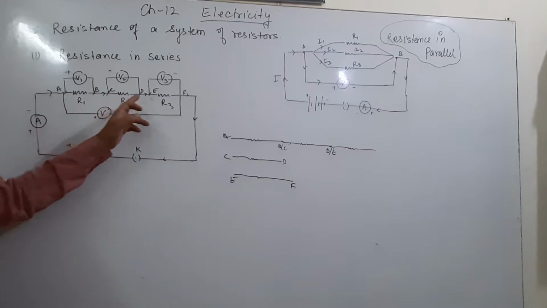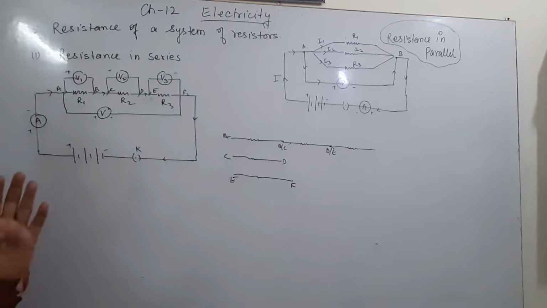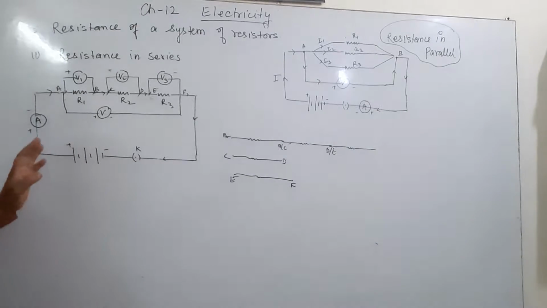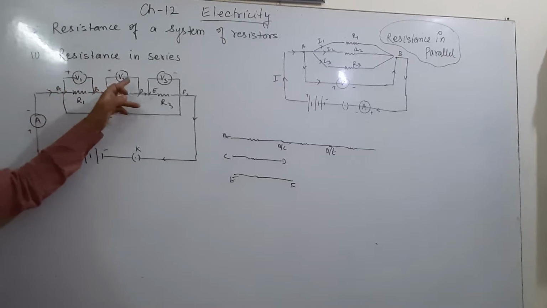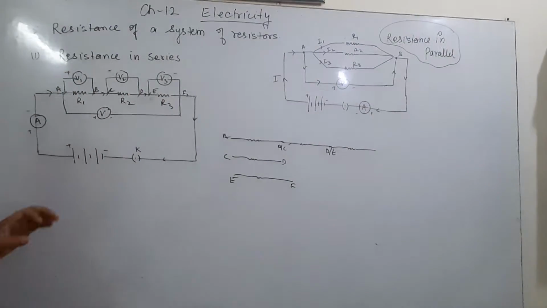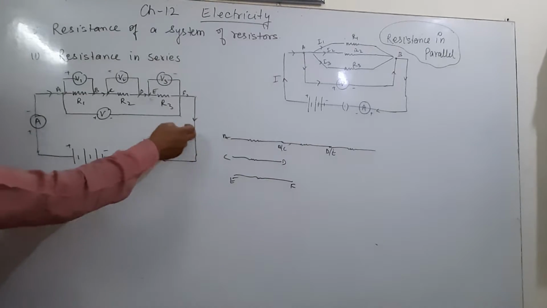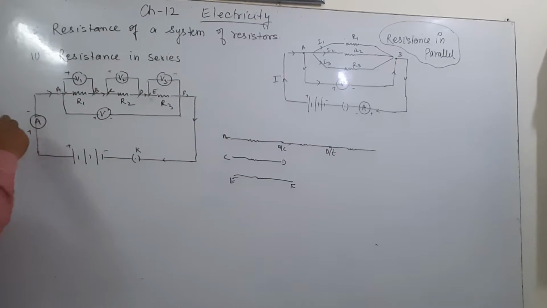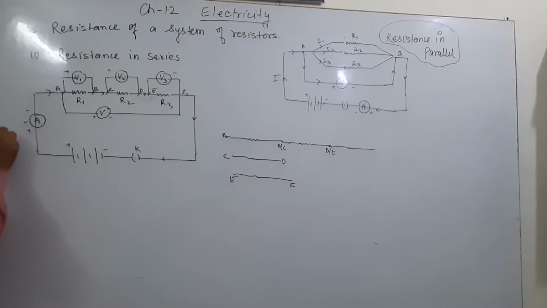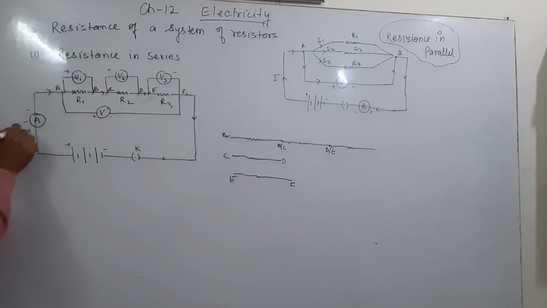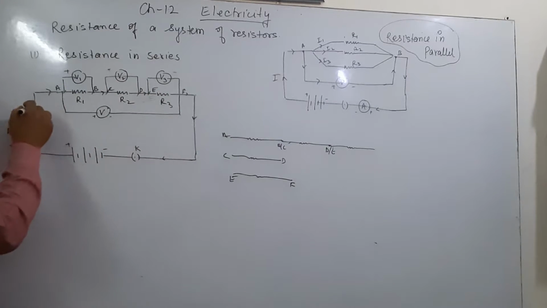It means the potential difference for each resistance is separate, having a different value or reading in V1, V2 and V3. And here is the ammeter. First, this ammeter is connected in series and we check the reading of this ammeter. And we observe the reading of this ammeter is A.